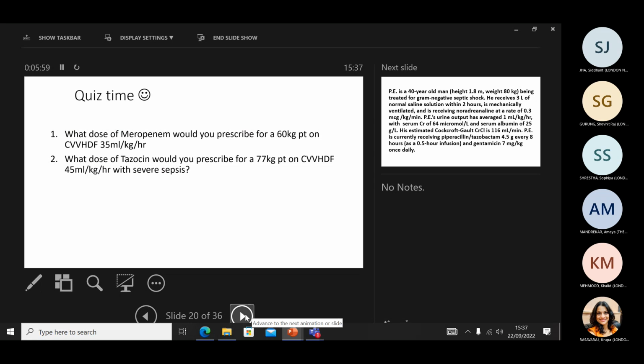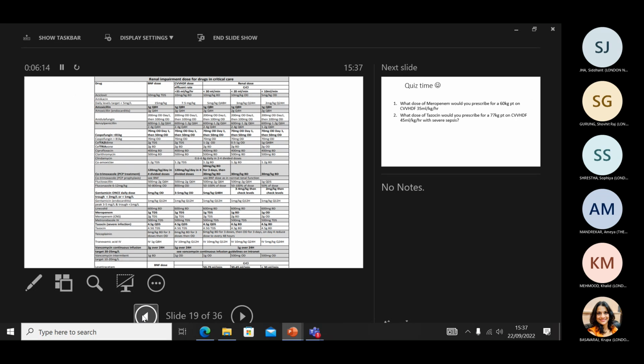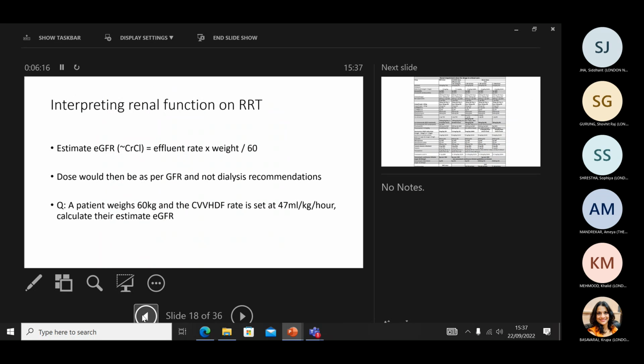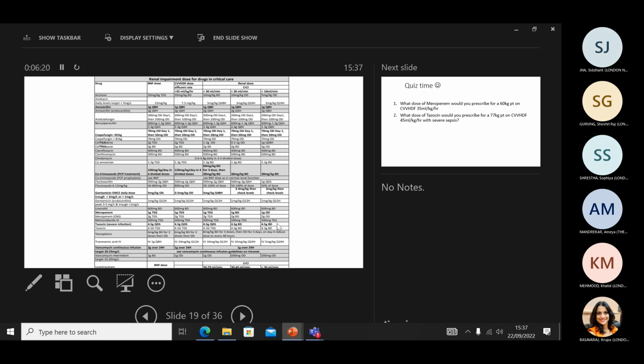So what dose of meropenem would you prescribe for a patient who's 60 kilos and who's on CVVHDF at 35 mils per kilo per hour? So start with the pseudo-creatinine clearance, 35 times 60 divided by 60 is 35. And Amir, do you mind going back a slide? Just the one with the table. That one, yeah. And so meropenem is here, and then you go down there and you find this one. So you've got two options: 1 gram TDS or 2 gram TDS.